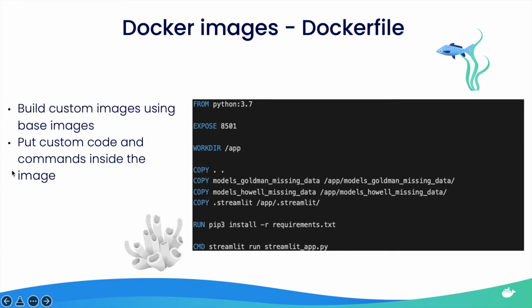Now the last command we see in this Dockerfile is the cmd command. The cmd command is not run in the build phase. It's run once we press docker run. So it's run after we run a Docker image and we create the container. So it's run in the container phase. Once we run the image, we run the command streamlit run streamlit app.py, which runs the web application.